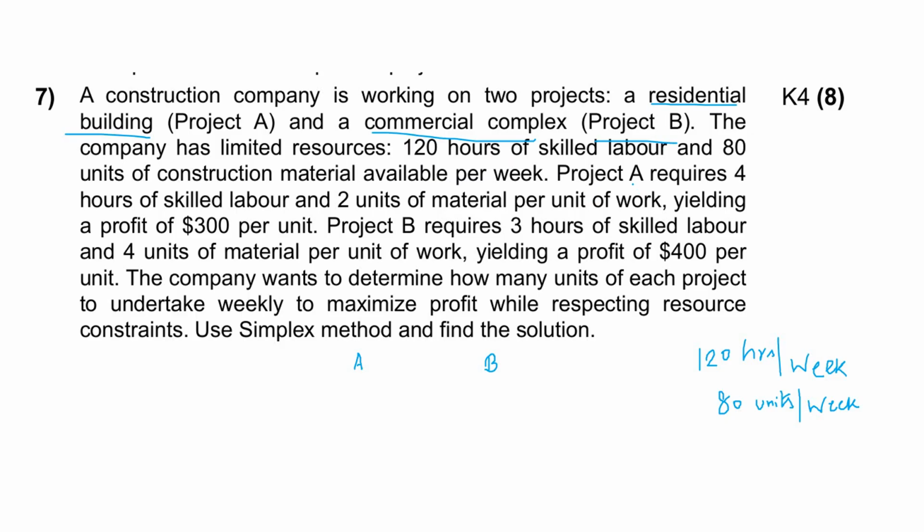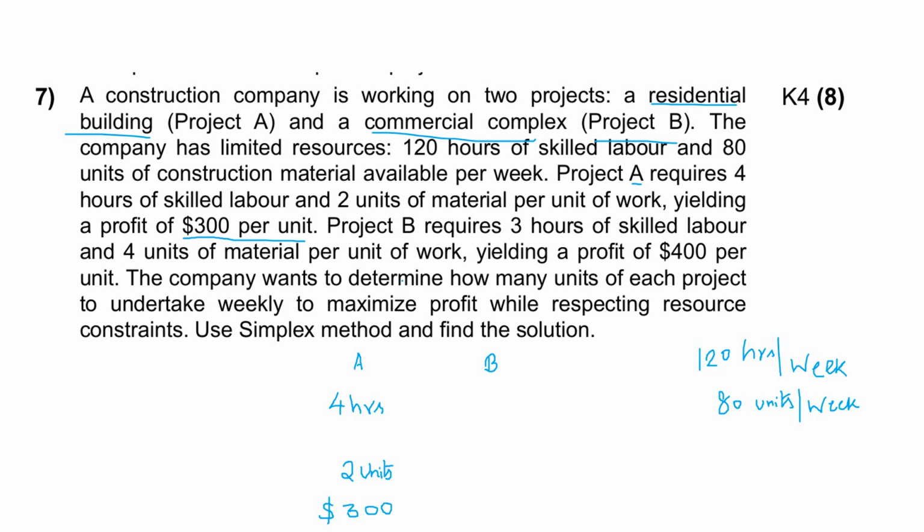Okay, then the point is 120 hours of skilled labor is available and 80 units of materials are available. Project A requires 4 hours of skilled labor, so this is for project A, and it requires 2 units of material. So that is given about project A. Then you can see that the profit is $300 per unit. So we can write down here $300 per unit.